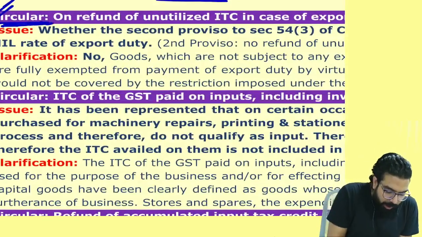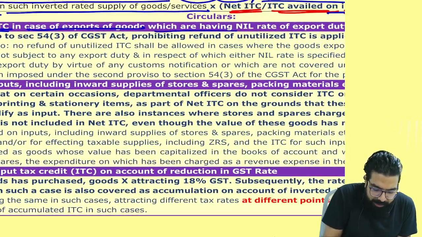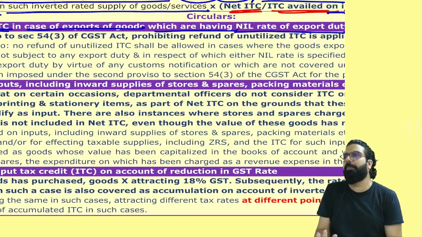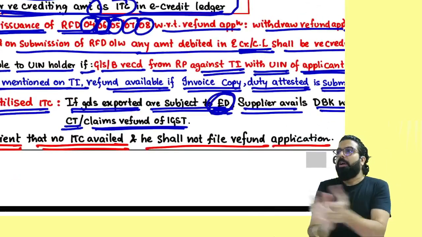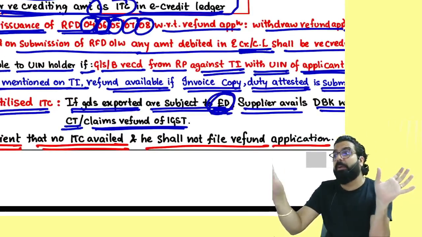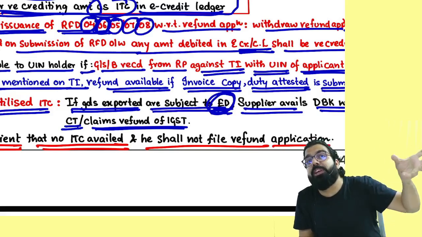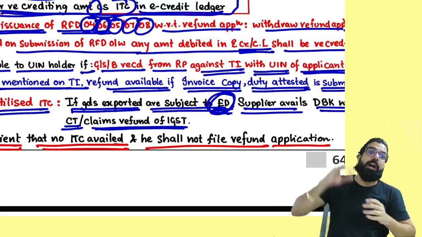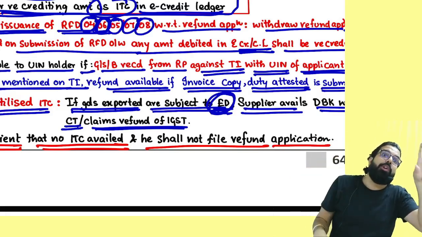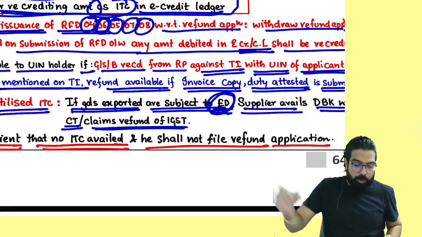Listen. Circular on refund of unutilized ITC in case of export of goods which are having nil rate of tax, nil rate of export duty. If my goods are subject to export duty, ITC refund is not given. Do you guys agree with me? For an example, my goods pay export duty of zero, nil. Nil rate is also a rate of tax. So people went ahead and asked, if the rate of export duty is zero, will I get ITC refund? Government told zero means zero, Baba. You become hero, you please take the ITC refund.